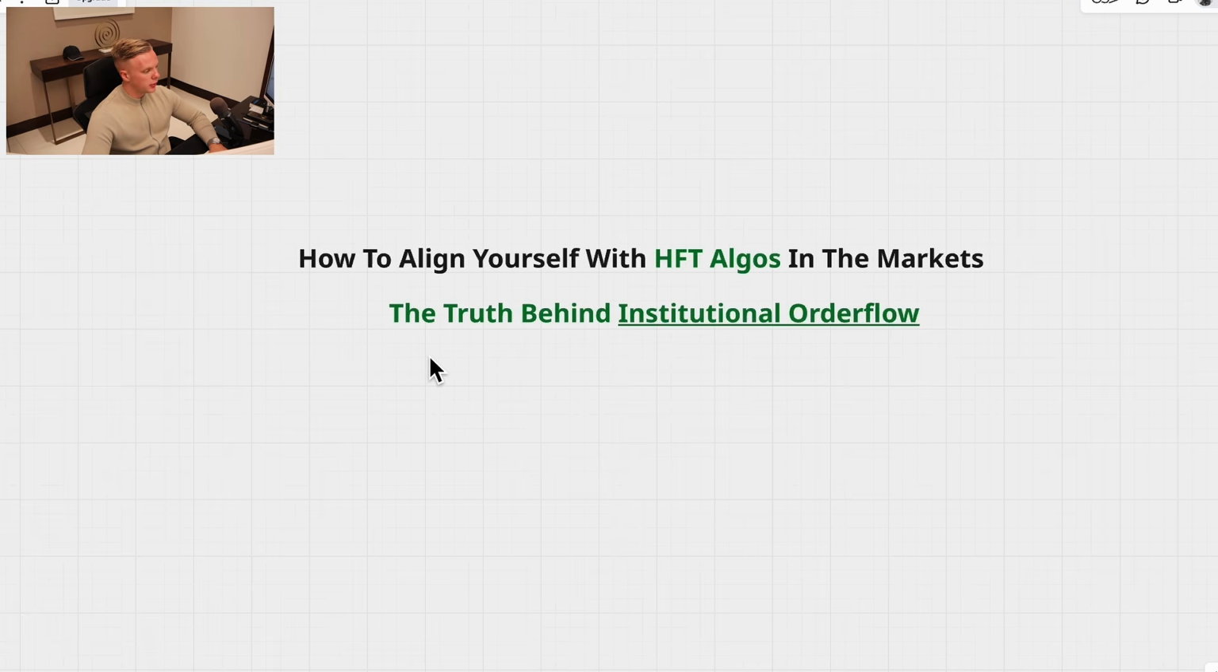How to align yourself with HFT algos in the markets. The truth behind institutional order flow. When it comes to HFT algos, it's important to know that this is a topic which isn't commonly discussed within the trading space, and the reason why is because they don't want this topic to be discussed. However, during this lecture I'm going to be giving you insights on how to recognize true institutional order flow.